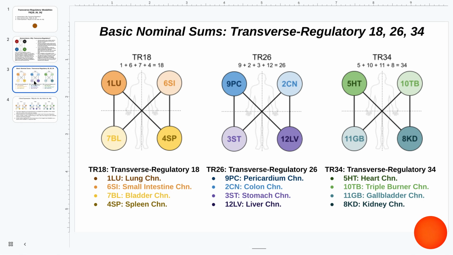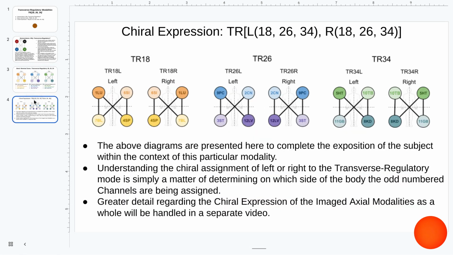Slide 3, Chiral Expression. The above diagrams are presented here to complete the exposition of the subject within the context of this particular modality. Understanding the chiral assignment of left or right to any one given mode in the transverse regulatory context is simply a matter of determining on which side of the body the odd-numbered channels are being assigned. Greater detail regarding the chiral expression of the imaged axial modalities as a whole will be handled in a separate video.